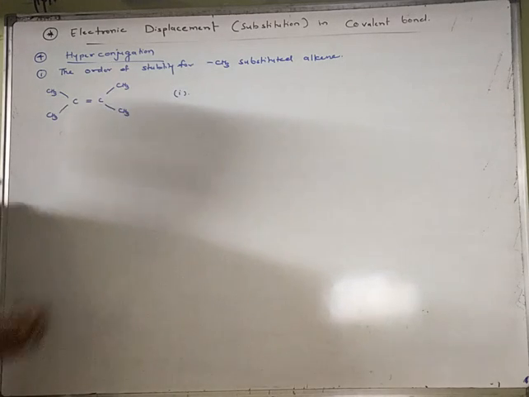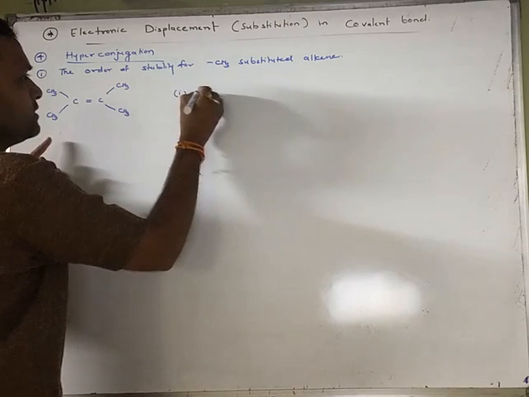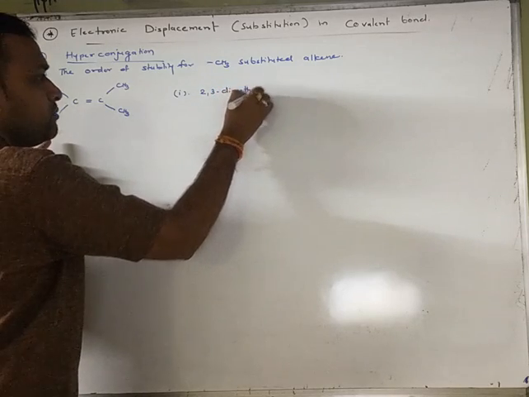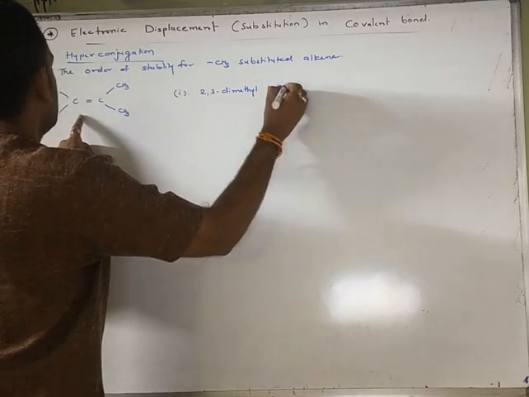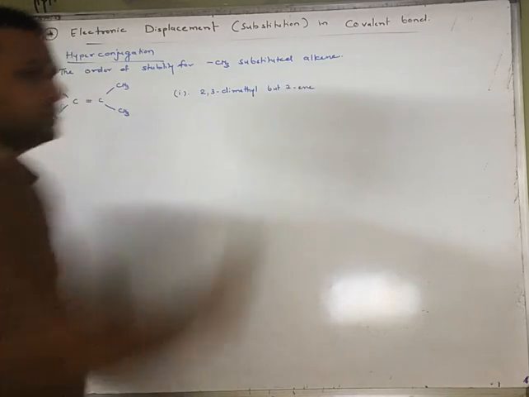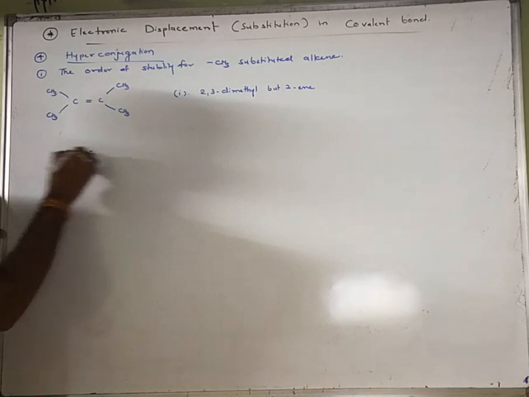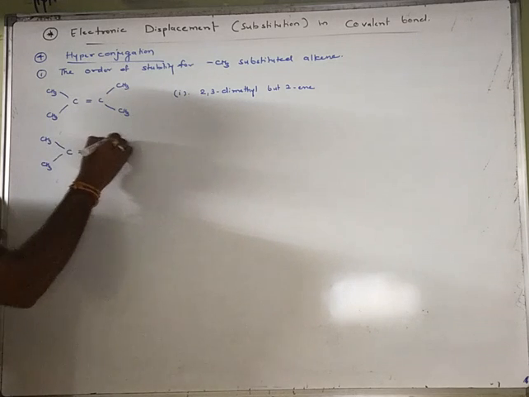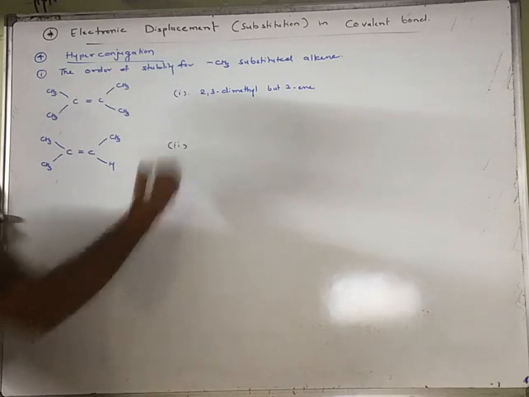Second one, what will its name be? So 2,3-dimethylbut-2-ene. Is it clear? Now structure 2, C double bond C, here CH3, this also CH3, this CH3 and this H. This is structure number 2.